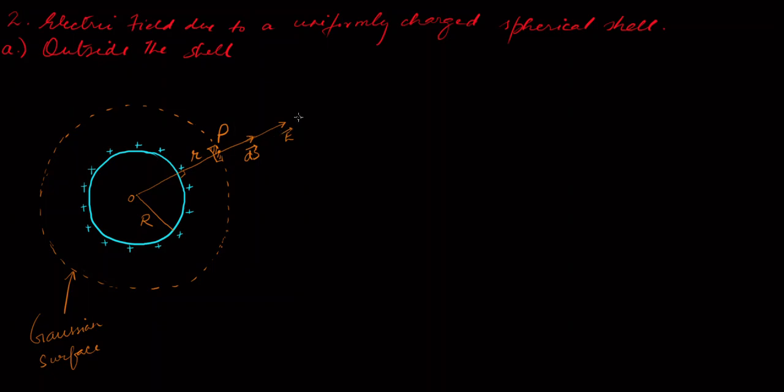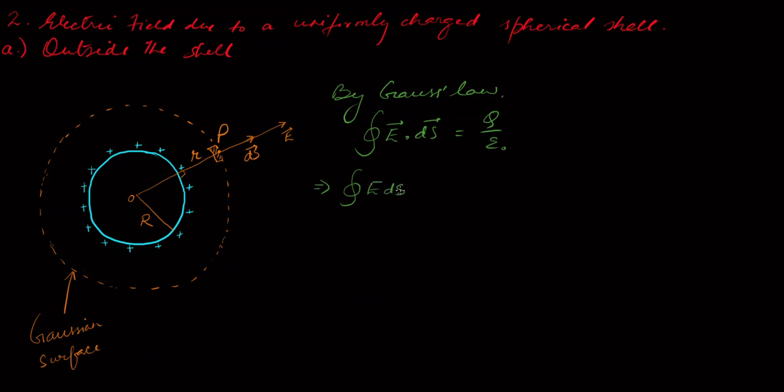Now by Gauss law, we have the integral of E dot dS equals q by epsilon naught. Here again you apply the dot product: A dot B is equal to AB cos theta. So this will be E dS cos of the angle between E and dS. Look at the diagram, E and dS point in the same direction, so the angle between them is 0 degrees. Cos of 0 degrees is 1. So you have just the integral of E dS equals q by epsilon naught.